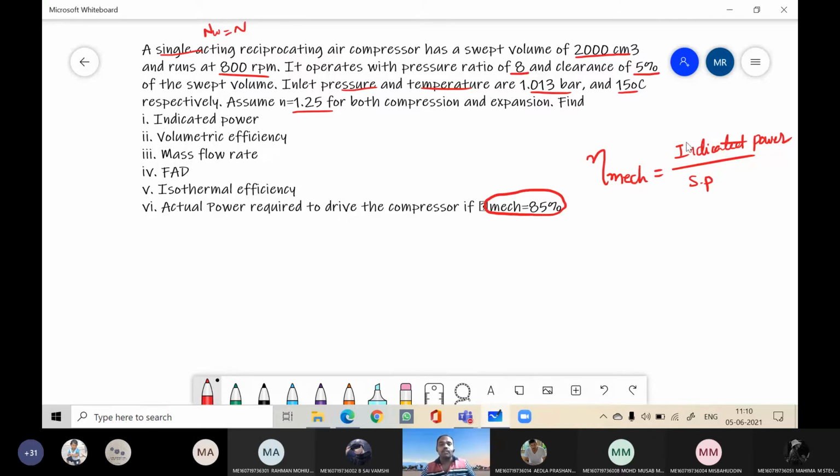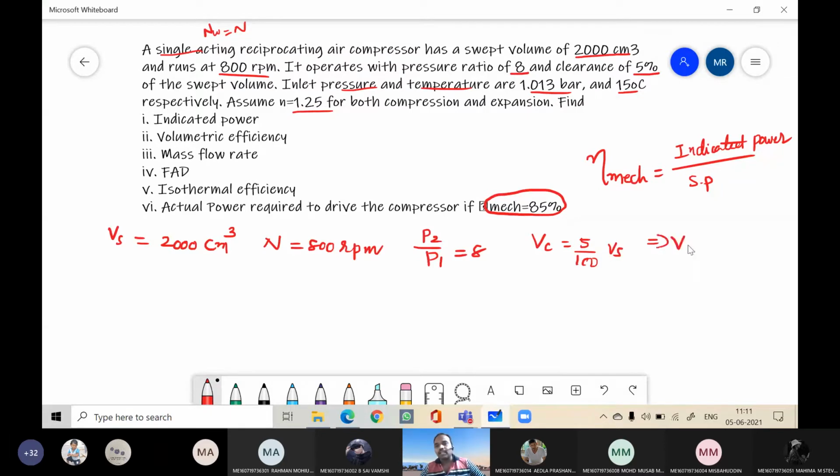That is the normal formula. So it is single acting. How many stages did he mention? Did he mention the number of stages? Single stage, let us say. Now swept volume is given. Swept volume Vs is equal to 2000 centimeter cube and runs at 800 rpm. Pressure ratio, that is delivery pressure to the suction pressure, is 8. Clearance volume is equal to 5% of swept volume.